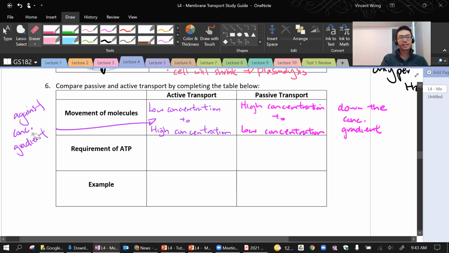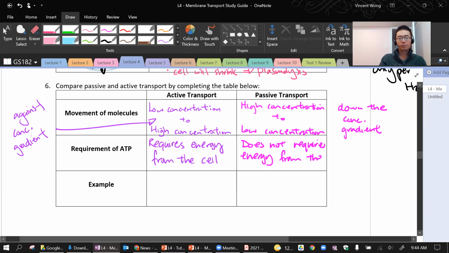Now, because you're going against the concentration gradient, you're going uphill. Imagine pushing a big boulder up the hill. That's going to require energy. So active transport requires energy from the cell. And on the other hand, passive transport does not require energy from the cell.